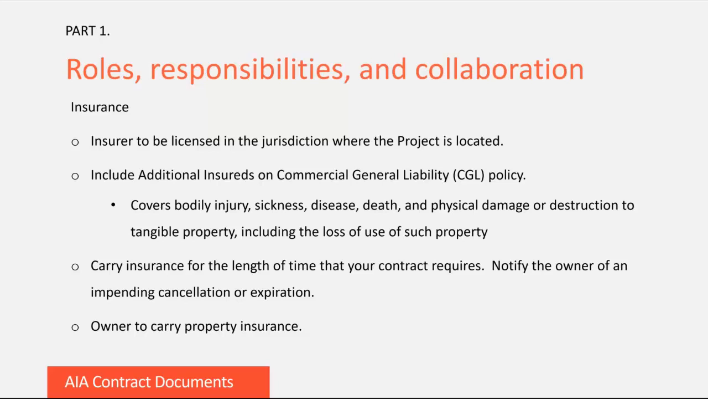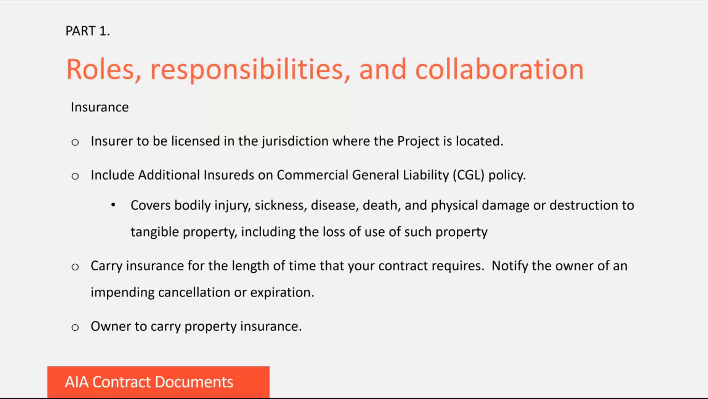You will probably be asked to name the owner, architect, and engineer as additional insureds on your commercial general liability, or CGL, policy, as well as any excess or umbrella liability policies. This is to cover those parties in case there's a finding that the contractor committed a negligent act or omission during its work, which is a pretty standard request. CGL covers bodily injury, sickness, disease, death, and physical damage or destruction to tangible property.